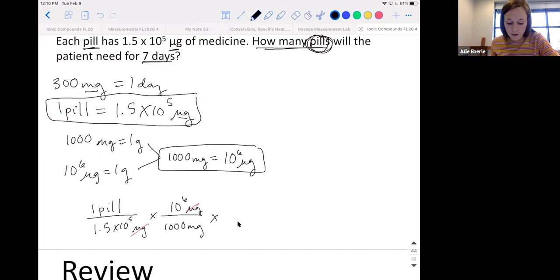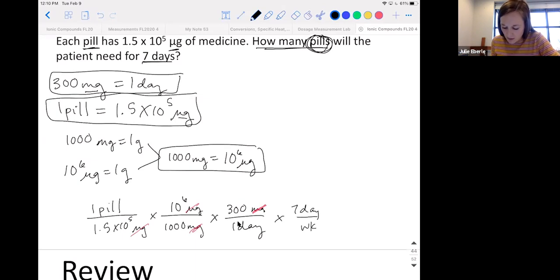Now I want to cancel milligrams. I don't want milligrams in my answer. I just want how many pills. So this is the other relationship that has milligrams in it. I can use this to cancel milligrams. So I'm going to write 300 milligrams on top, 1 day on bottom. Milligrams cancel there and there. Now I want to cancel days. I don't want to know how many pills per day. I got to go for 7 days. So we're going to multiply by 7 days. If you said 7 days per week, that's fine too. Different people I've seen do this different ways. Days cancel. You don't have to do per week.